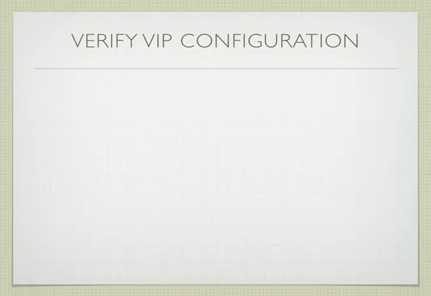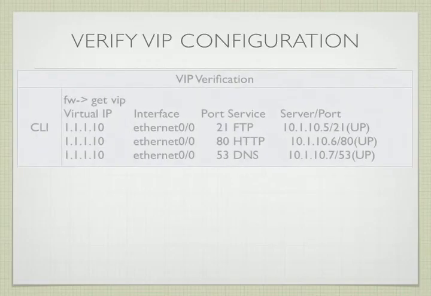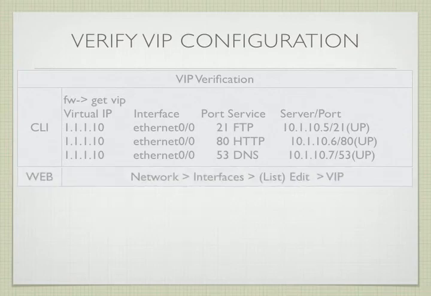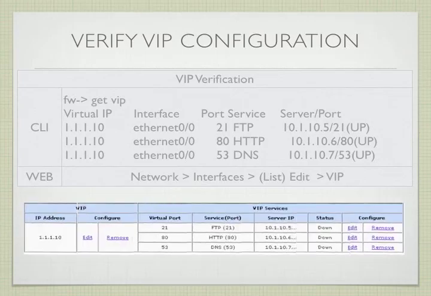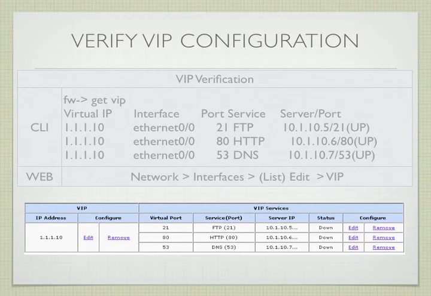In order to verify that the VIP is configured, we're going to use the command get VIP, and it will return the list of all the VIPs that are configured in our system. Or we go to the interface itself. On the VIP tab, it will list the IP address and the ports, virtual ports that are created on that IP address for us. So every new address will have a new row in this table, and then multiple sub rows for the ports that are configured.